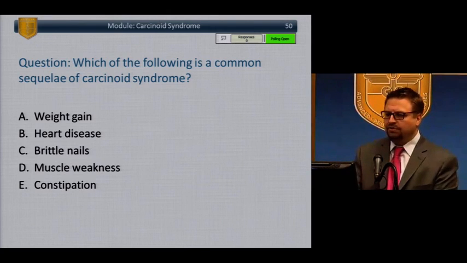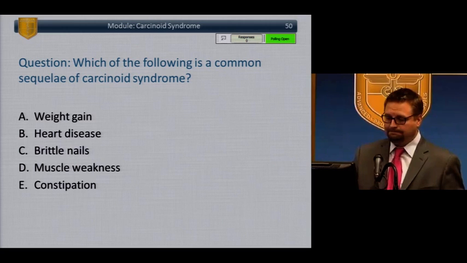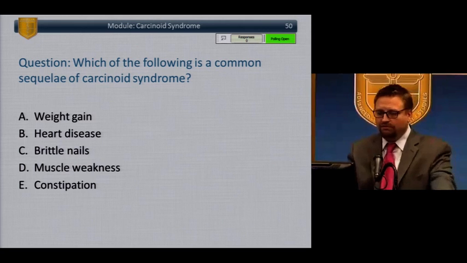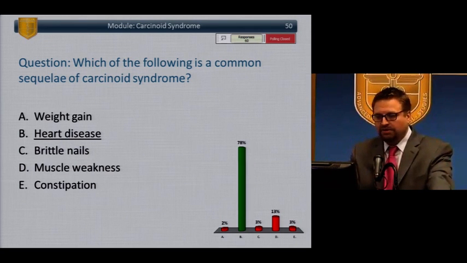Okay, carcinoid syndrome, often a favorite on exams. So which of the following is a common sequela of carcinoid syndrome? Weight gain, heart disease, brittle nails, muscle weakness, constipation. Okay. Good. Almost everybody answered correctly. Heart disease. Heart disease, and we'll talk about that.